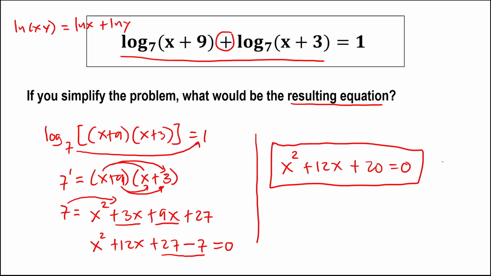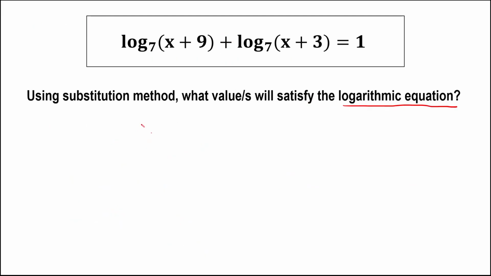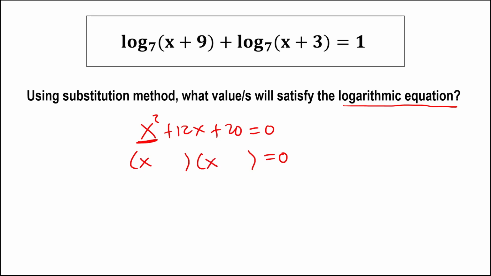Then for this problem, using the substitution method, what value or values will satisfy this logarithmic equation? From this resulting equation, we have x squared plus 12x plus 20 equals 0. So using quadratic factoring, the factors of x squared are x times x. And for the factors of 20, 20 is 10 times 2 because 10 plus 2 is equal to 12, and these are positive.